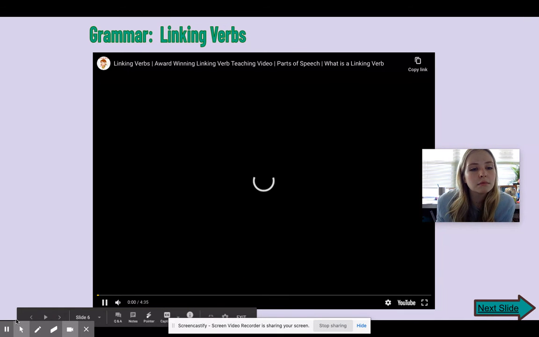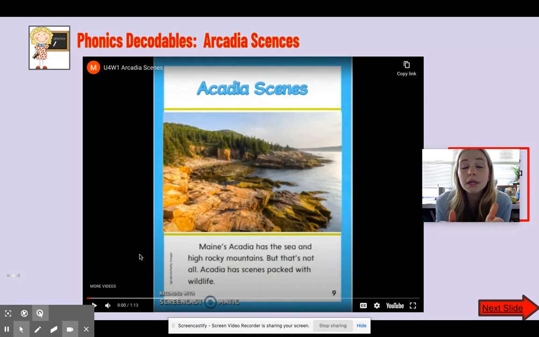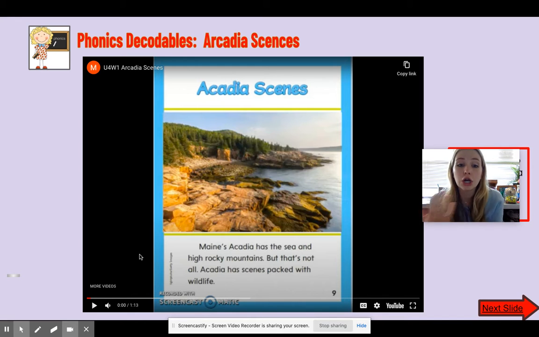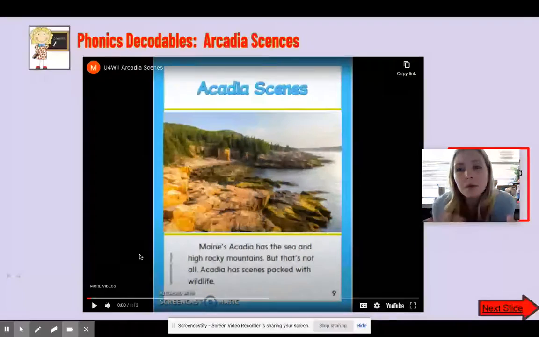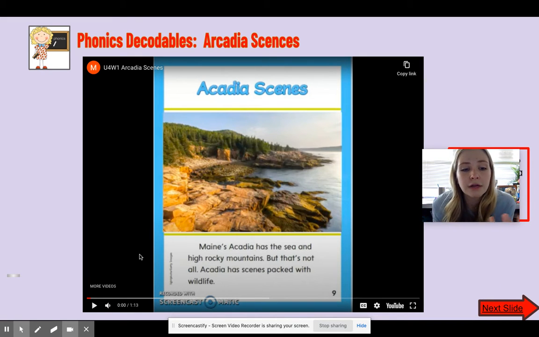Then we're going to be looking at this decodable, right? So after we have practiced all of those words and phrases, we should be ready to read this story all about a different habitat in the earth. And we're going to be asking ourselves, what makes different places in the world different? So we can listen to it here.